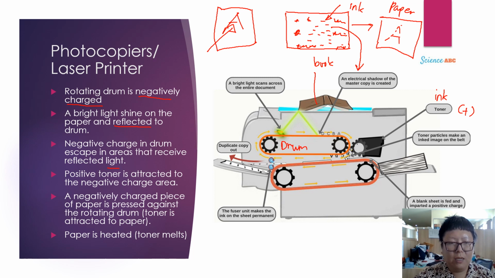After that, the paper will be heated. When the paper is heated, the ink or the toner melts and fuses onto the paper. So that's why you can read or see the image, the duplication of the one that you are going to copy.